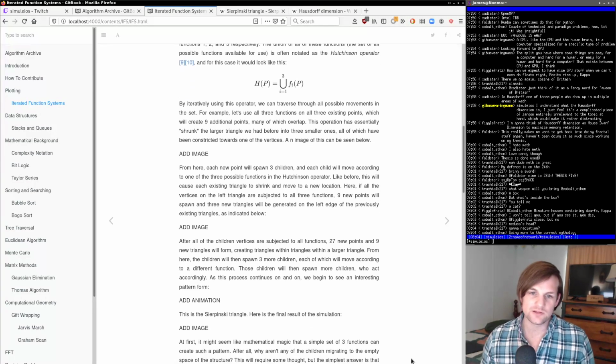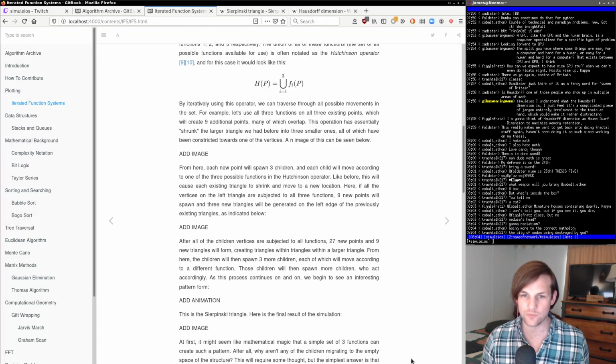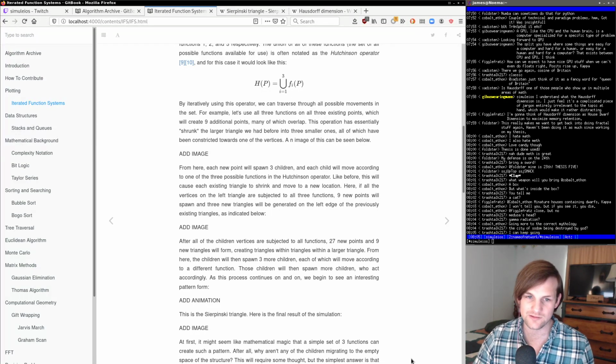Okay, so from here, each new point will spawn 3 children, and each child will move according to one of the 3 possible functions in the Hutchinson operator. Like before, this will cause each existing triangle to shrink and move to a new location. Here, if all the vertices on the left triangle are subjected to all 3 functions, 9 new points will be spawned, and 3 new triangles will be generated on the left edge of the previously existing triangles, as indicated below.